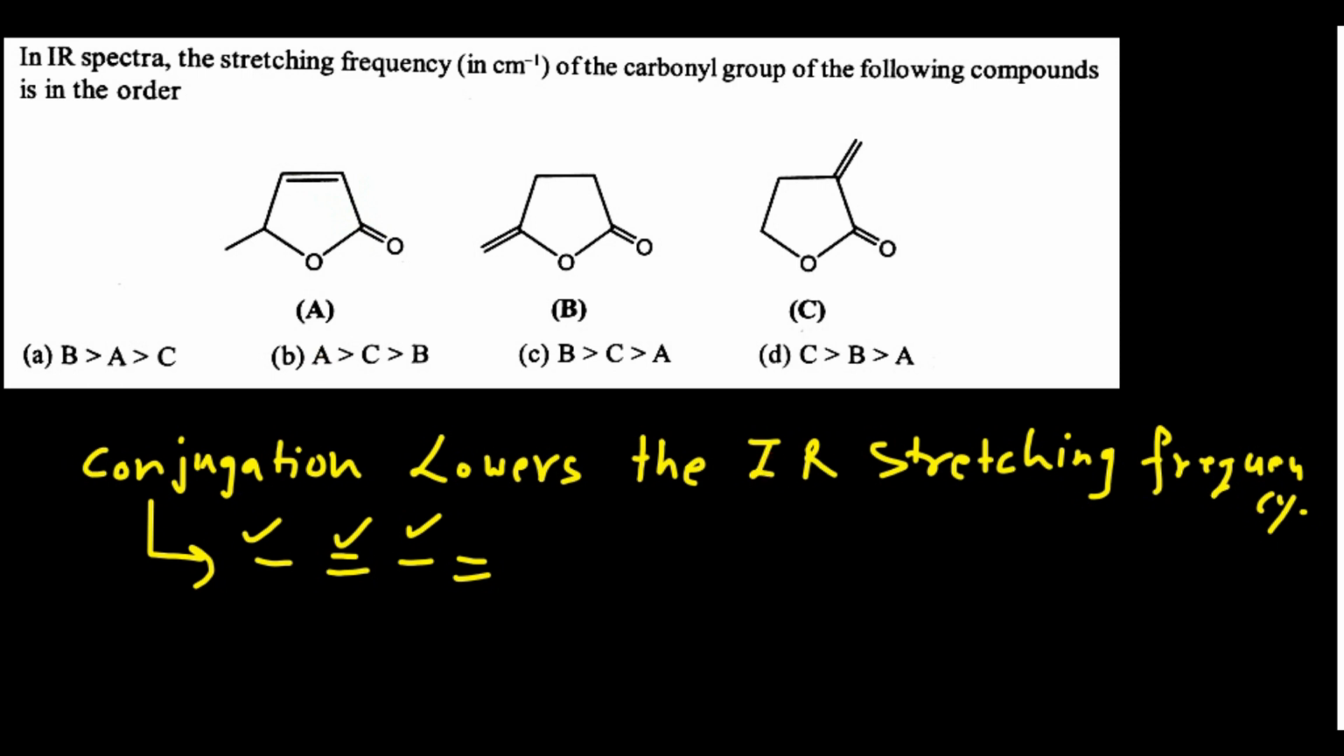So this B cannot be your answer. So immediately you can discard this option B. And then again in that case, you see in the third option, B is having the highest. Yes, it could be. But C cannot have the highest value because the conjugation is there, so you can discard this also.